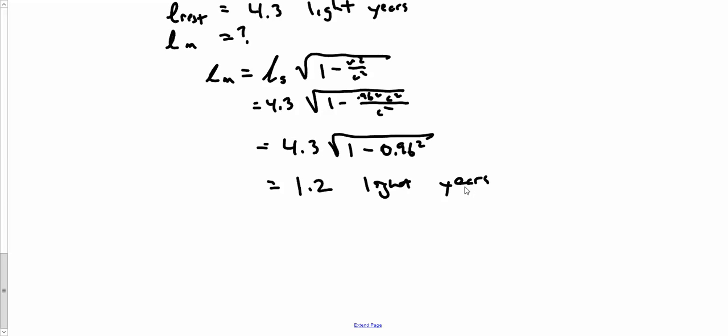So she actually sees this thing as shorter than it is, which is good, because if she didn't see it as shorter, it would be kind of hard, since light takes 4.3 years to get there. She's not traveling at the speed of light, so she's got to be looking at something that's shorter than 4.3 light years.